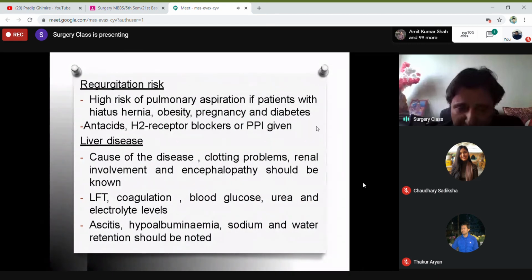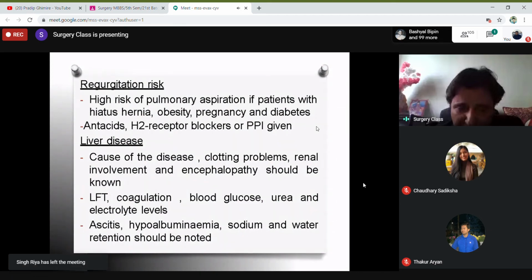So in emergency situations, you manage with an H2 receptor blocker, or you give an antiemetic also before the induction of anesthesia. And then liver disease. You have to take care of liver disease. If the patient is a cirrhotic patient, you classify the cirrhosis into Child A, B, and C, which you may not understand now, but later when you come to the 6th, 7th semester, you will know about it.